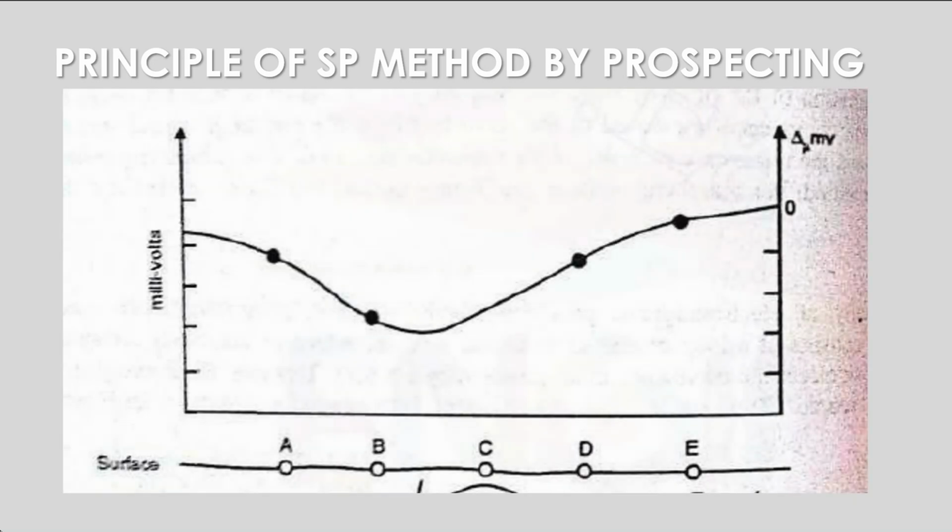The graph at the top shows what a scientist might measure on the surface using special equipment. The y-axis shows the millivolts, a unit of electrical potential. Notice how the readings dip down to a low point right above where the ore body is buried, around points B and C. As you move away from the ore body towards points A and E, the readings go back up.